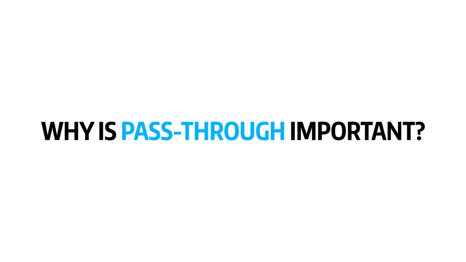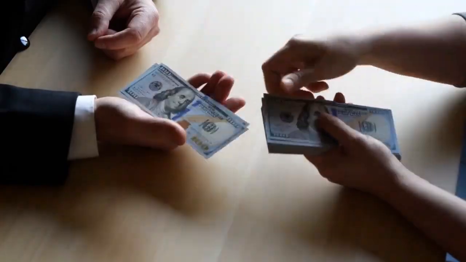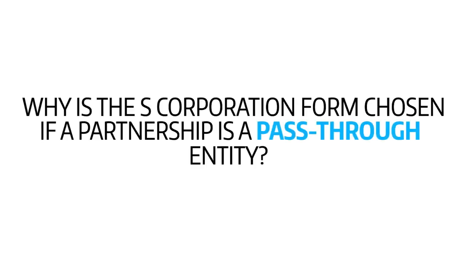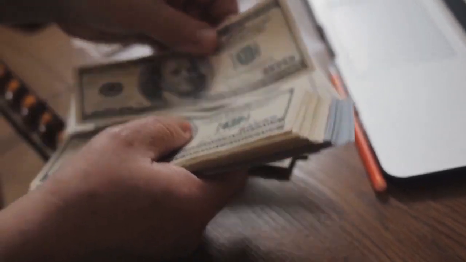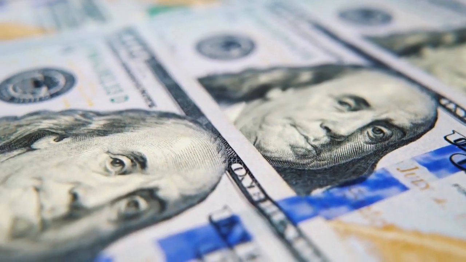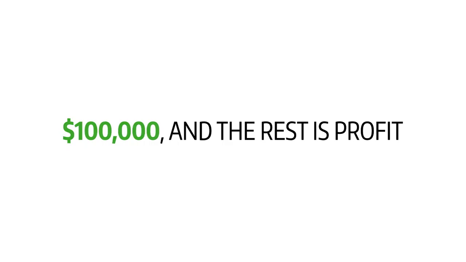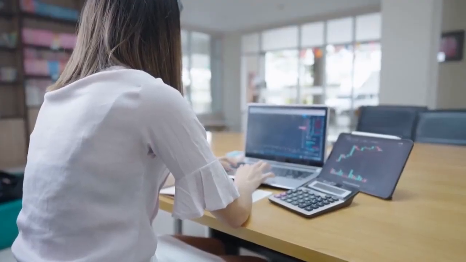Why is pass-through important? Pass-through entity owners pay personal income taxes on business profits, but can receive them as tax-free dividends. Why is the S-corporation form chosen if a partnership is a pass-through entity? Due to FICA tax. S-corporation owners must pay themselves a fair salary, but the leftover revenues are only subject to income tax, not FICA. Imagine a $1 million a year business. Say the owner gets $100,000 and the rest is profit.